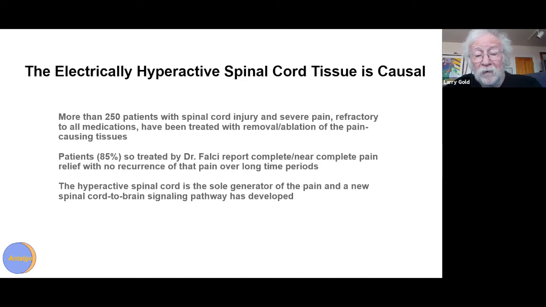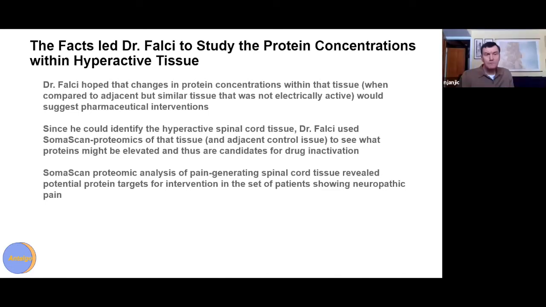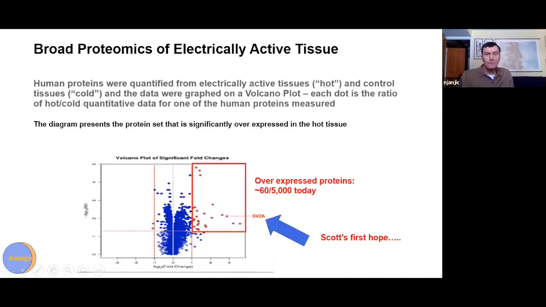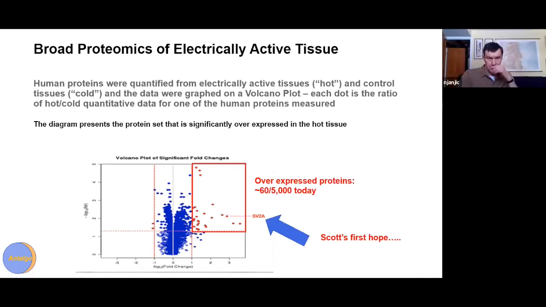So we did the obvious. He came to us a few years ago and he wanted us to do SomaScan on the tissue. We did it. He got electrically hot and electrically cold, and we compared them. And the next slide is the kind of half of the money slide. This was when SomaScan was smaller. So we've been doing this with him a long time.